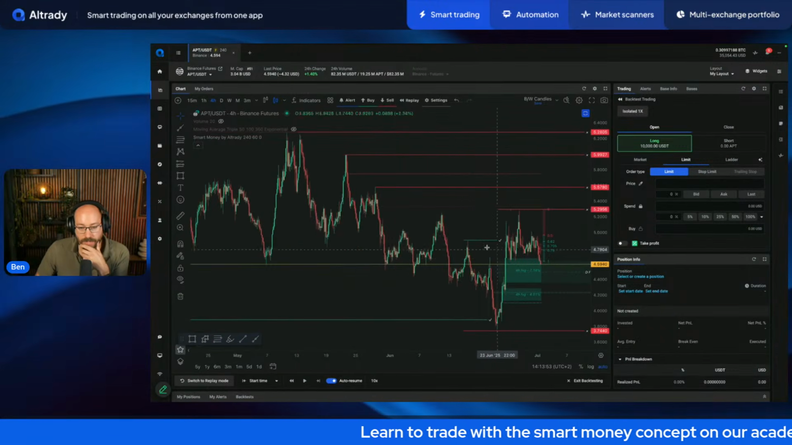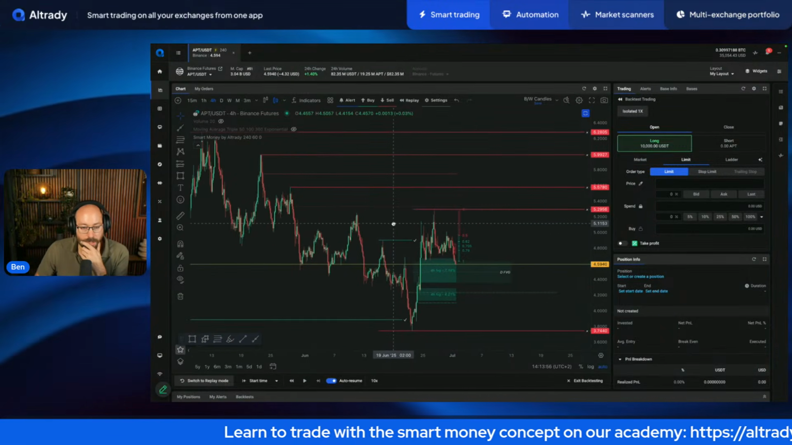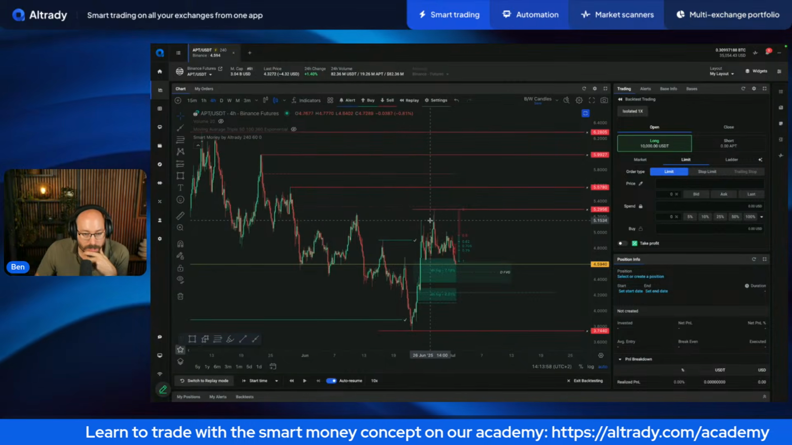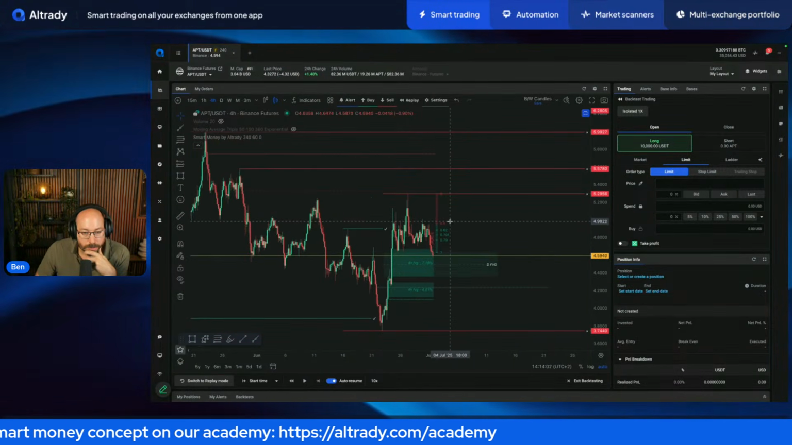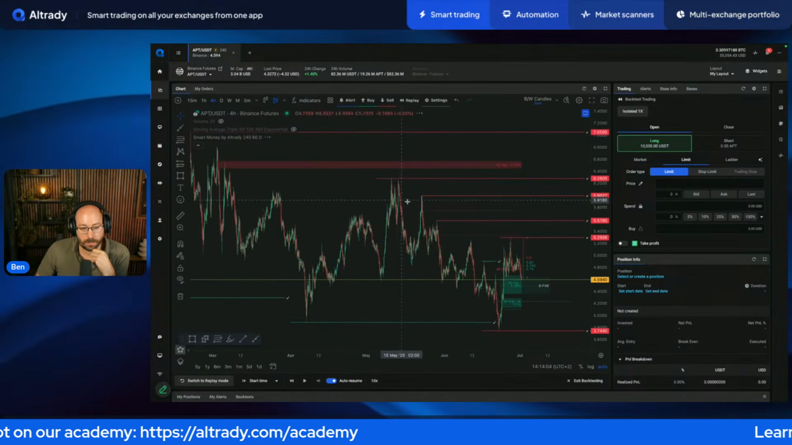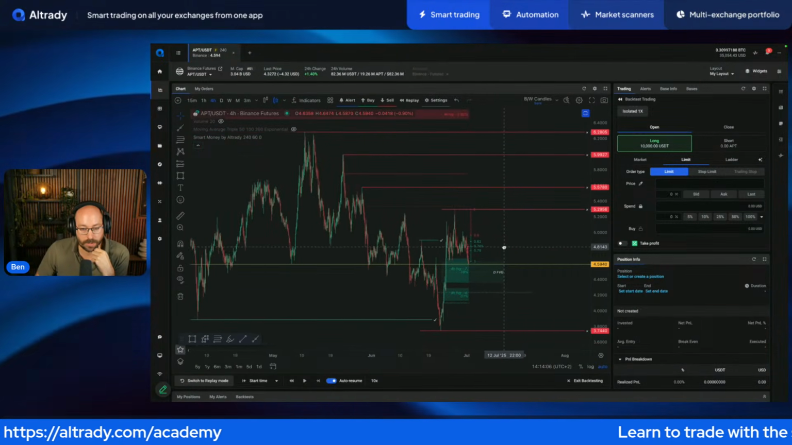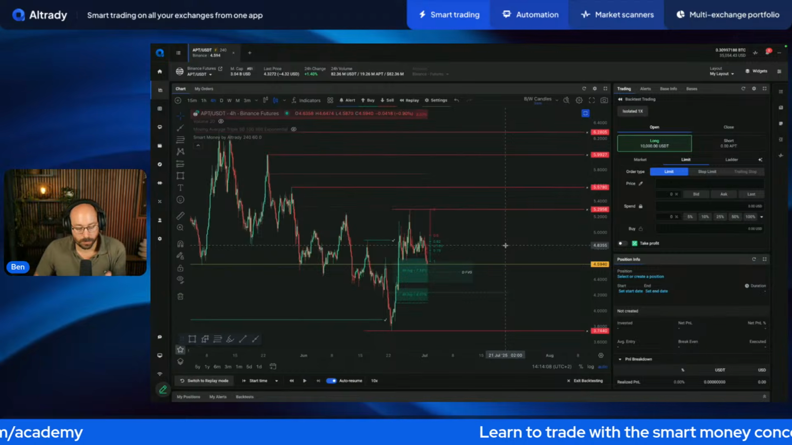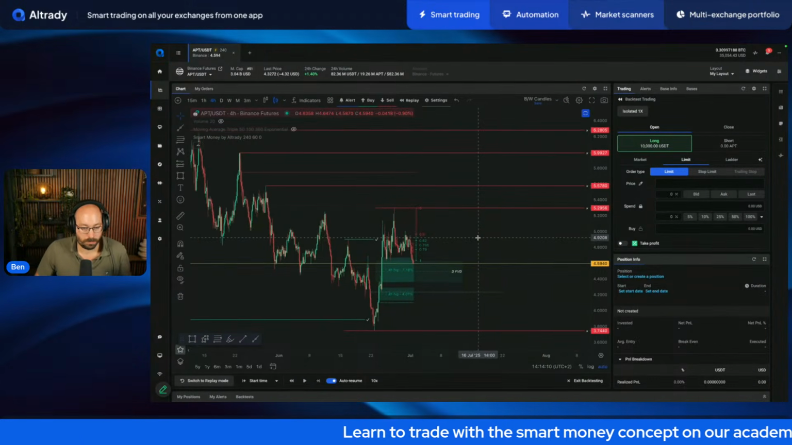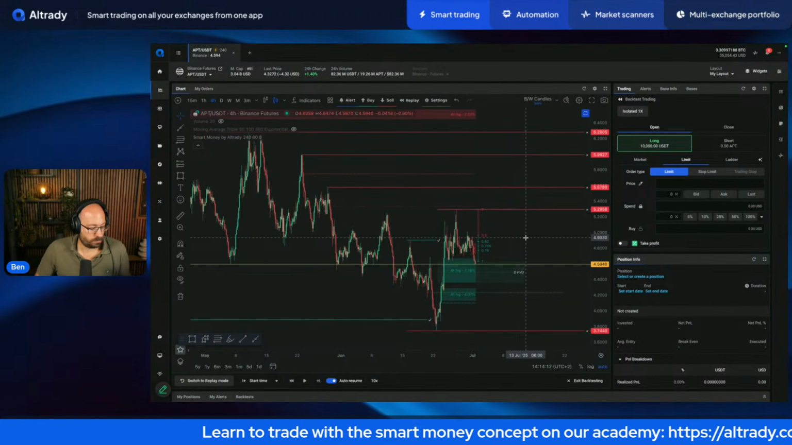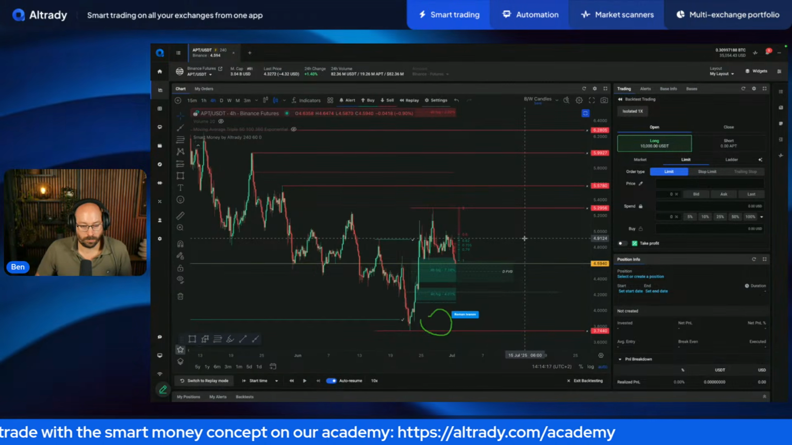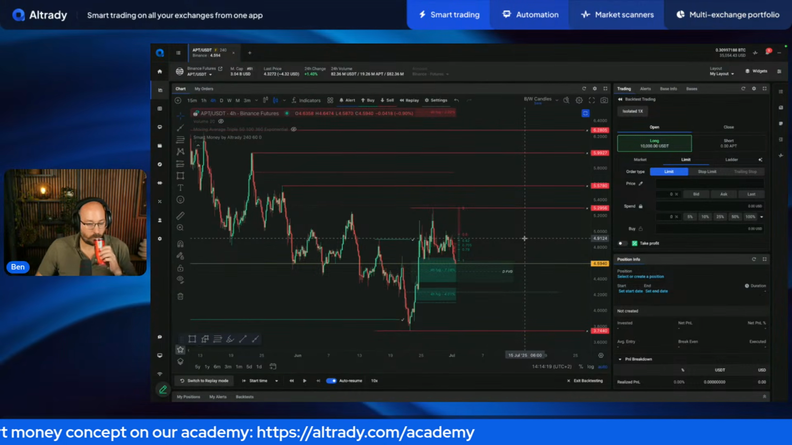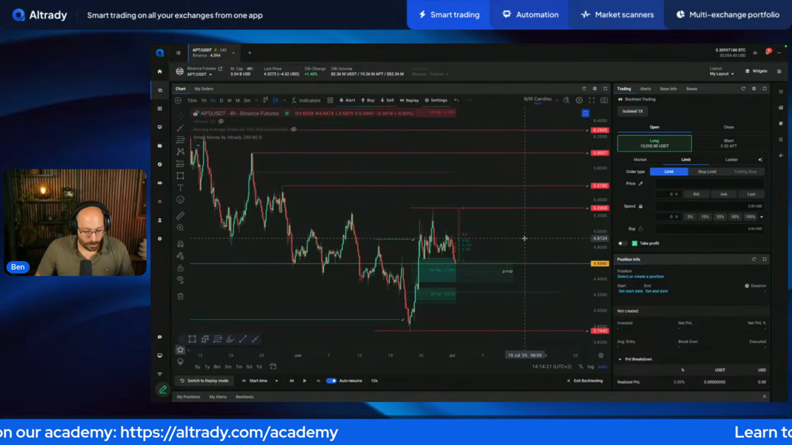So as we had the change of character, we did not have the break of structure yet, so it's not confirmed. But looking at all the other time frames, I think it's time to go long. I mean, it makes sense so far. So you had this weekly, daily, and 4 hour reaction. So yeah, I totally agree with that.